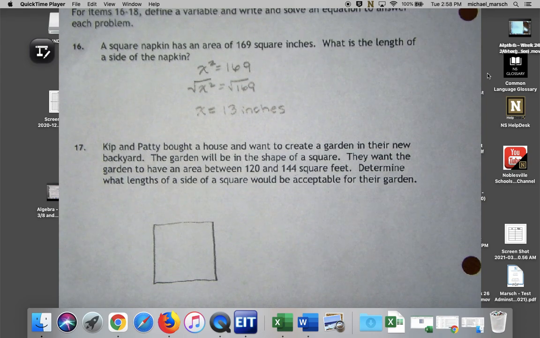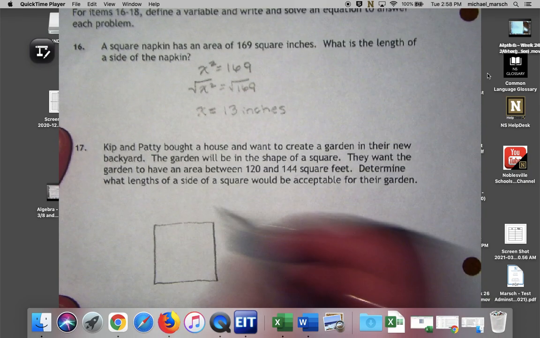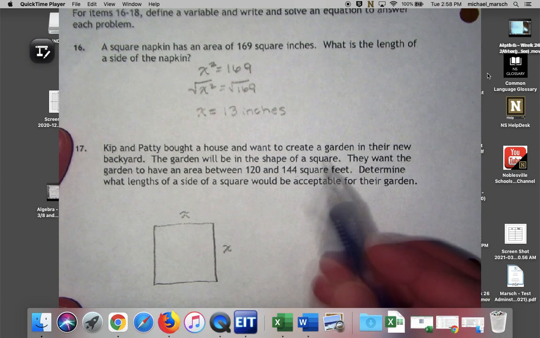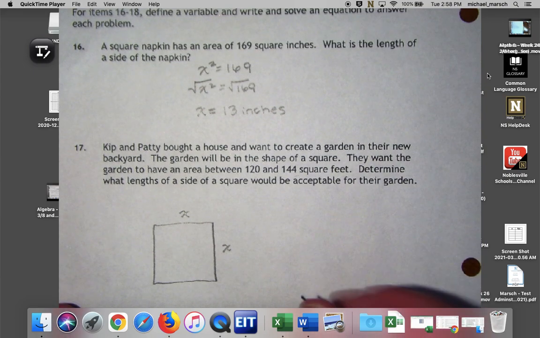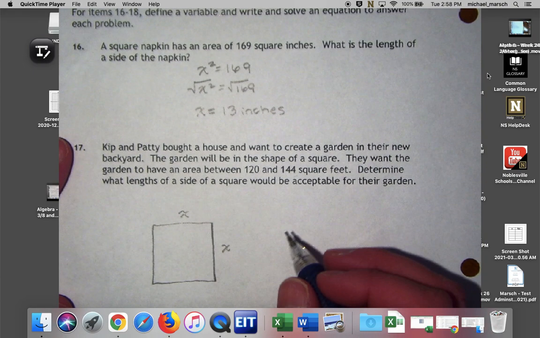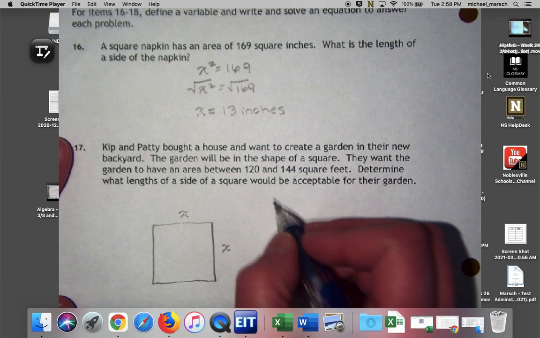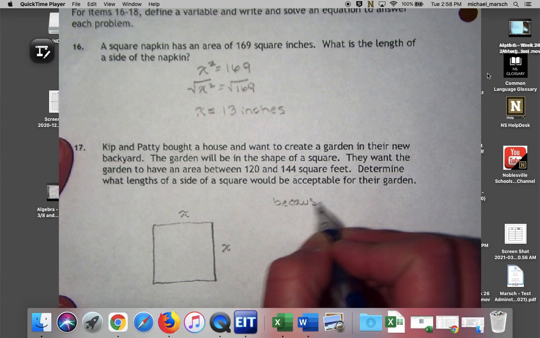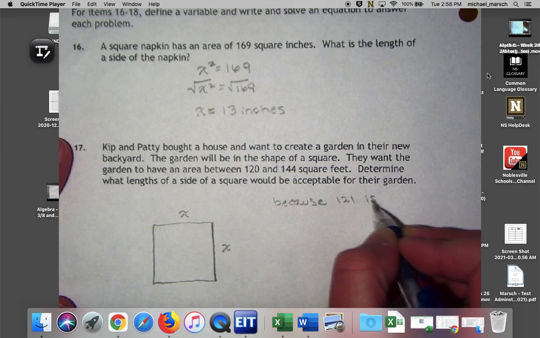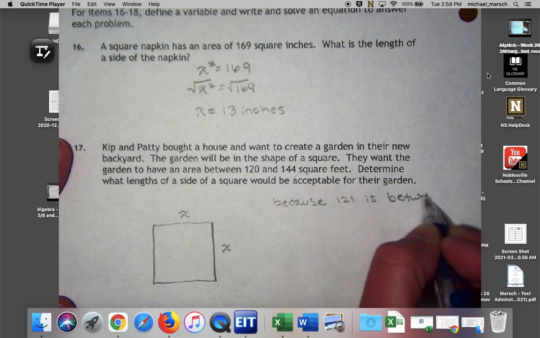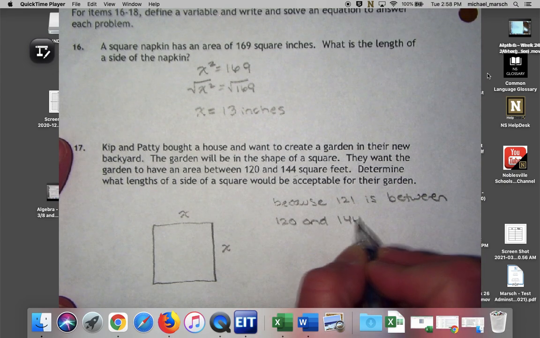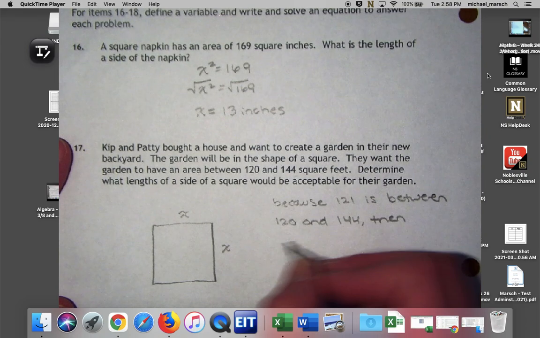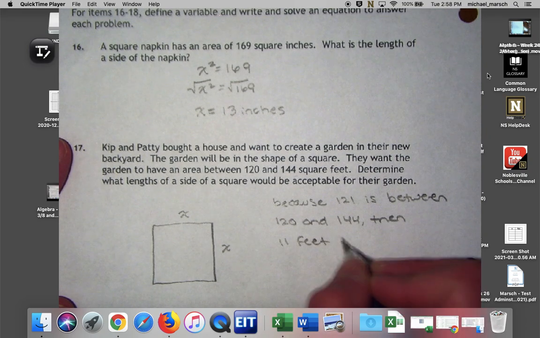135. 134.5. 127. No, I'm looking for a side length. So remember we need, 12. The side must be between 11 and 11.9 feet. How do you figure that out? Because 121 is between 120 and 144, then 11 feet could be the side length.